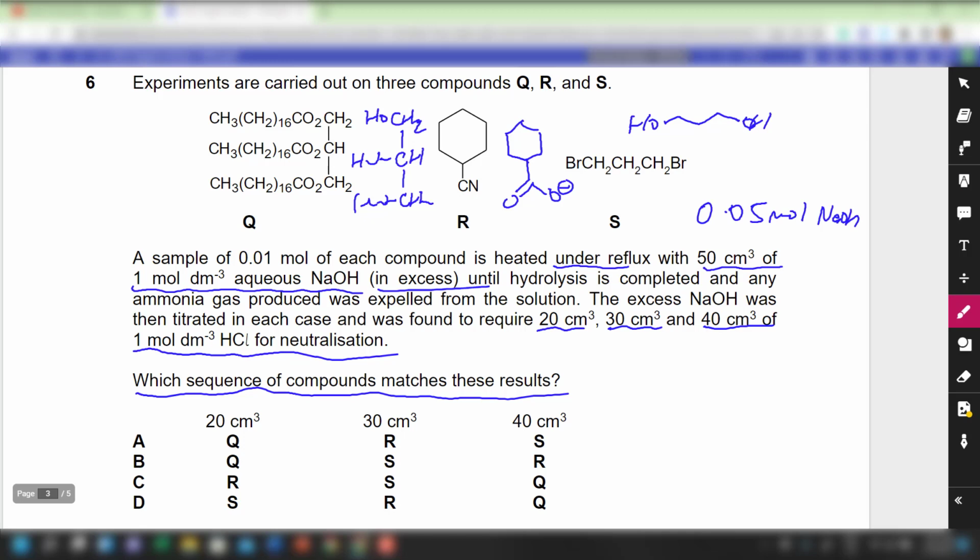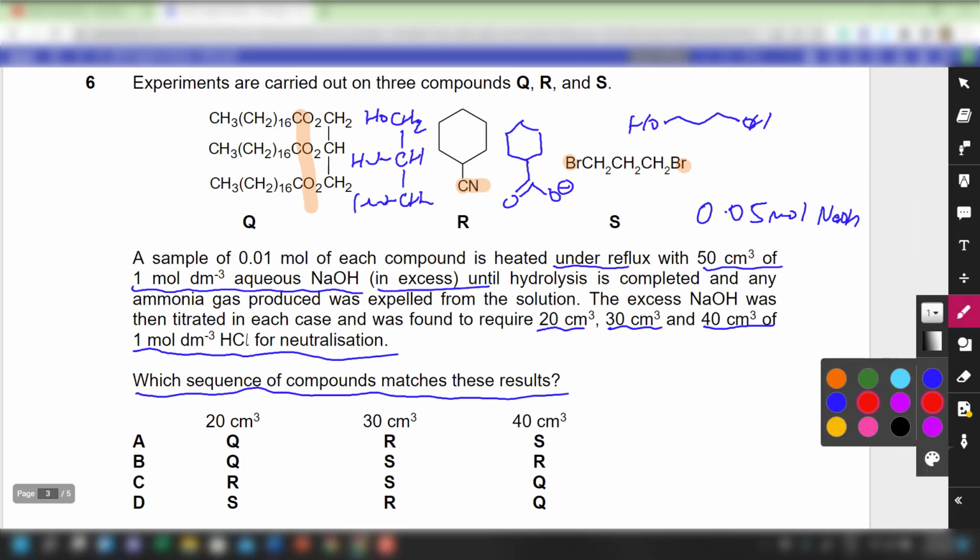Okay, and if you take a look at Q, there are 3 ester bonds to be hydrolyzed, so I will need 0.03 moles of sodium hydroxide. For R, I have 1 equivalent of CN to be hydrolyzed, so I will need 0.01 moles of sodium hydroxide. For S, there are 2 Br to be replaced, so it's clear that I will need 0.02 moles of sodium hydroxide. So I'll just write them down over here: 0.03, 0.01, and 0.02.